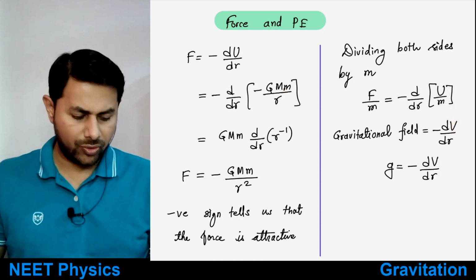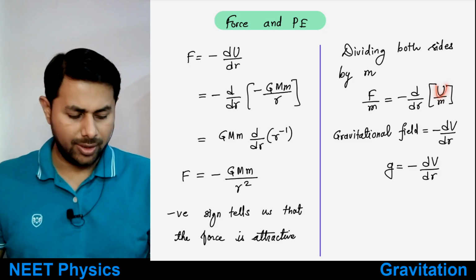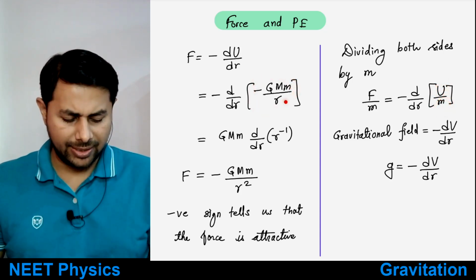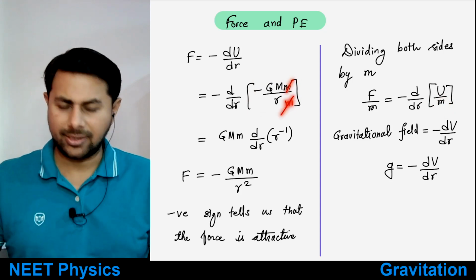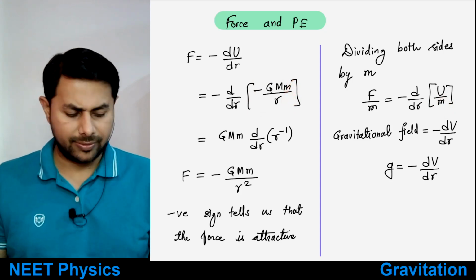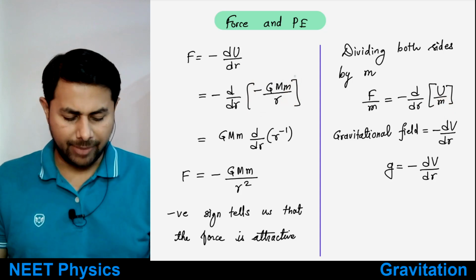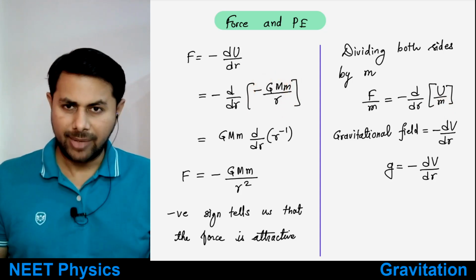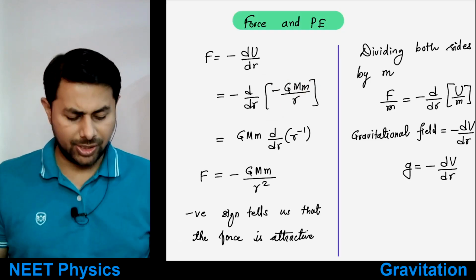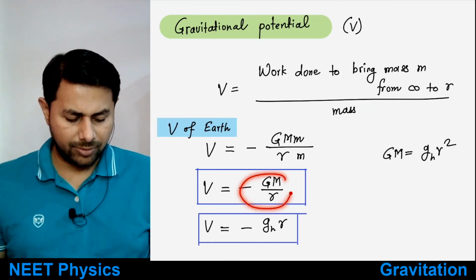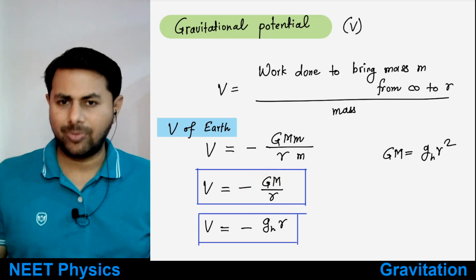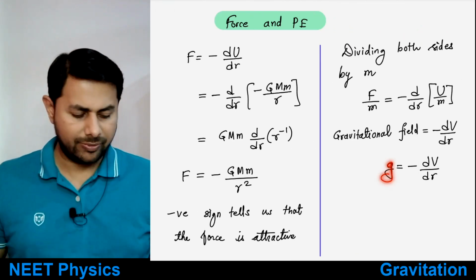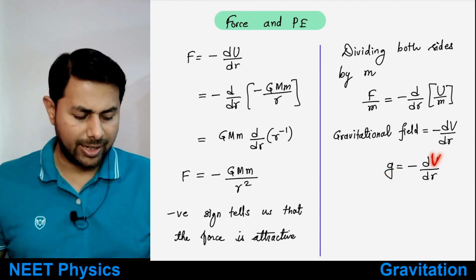So if you divide U by m, what is U? Minus of GMm upon r. If you divide that by m, so m gets cancelled, what do you get? You get minus of GM divided by r. So minus of GM divided by r is the gravitational potential. We just saw minus of GM upon r is the gravitational potential. So therefore you have gravitational field is equal to minus of dV by dr.